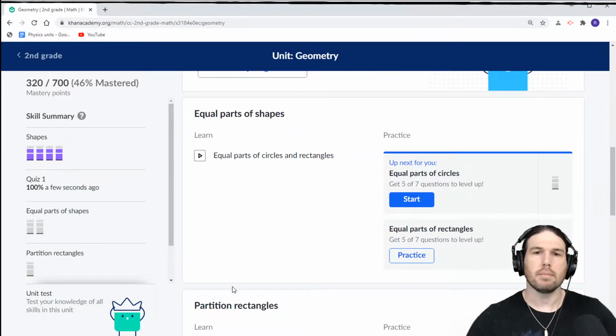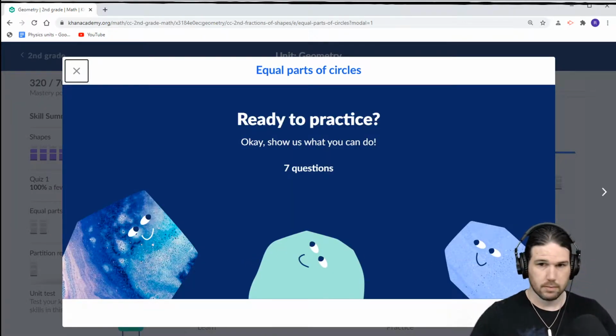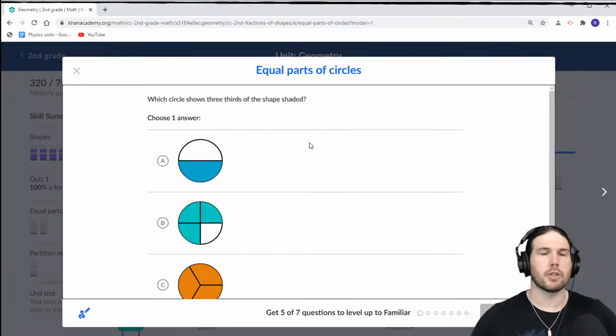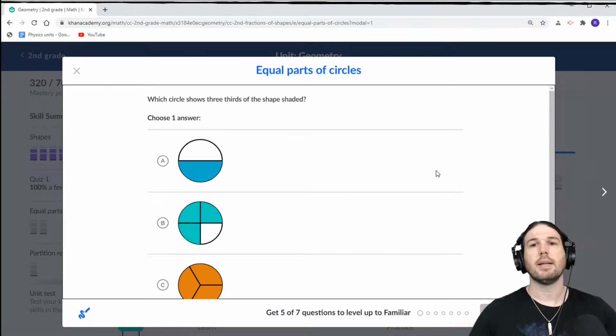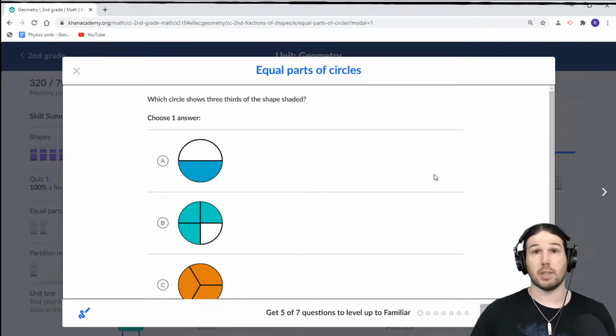Okay. Up next, we are going to look at equal parts of shapes, which is equal parts of circles and equal parts of rectangles. Let's get started. Which circle shows 3/3 of the shape shaded? So now we are beginning to talk about fractions.